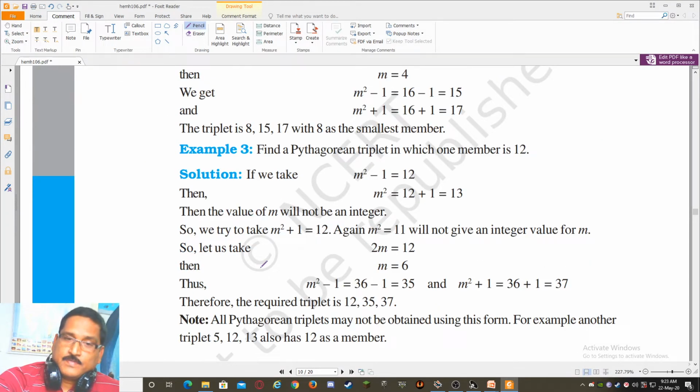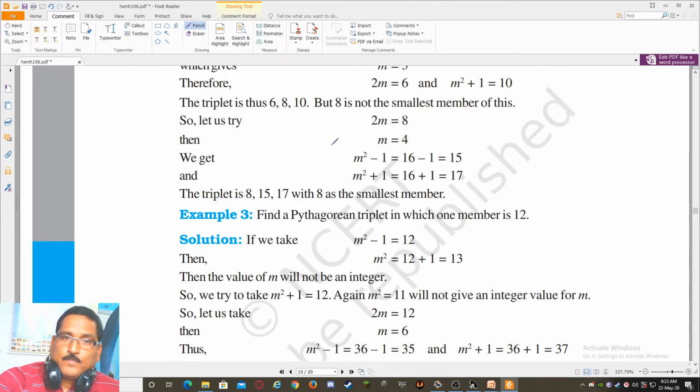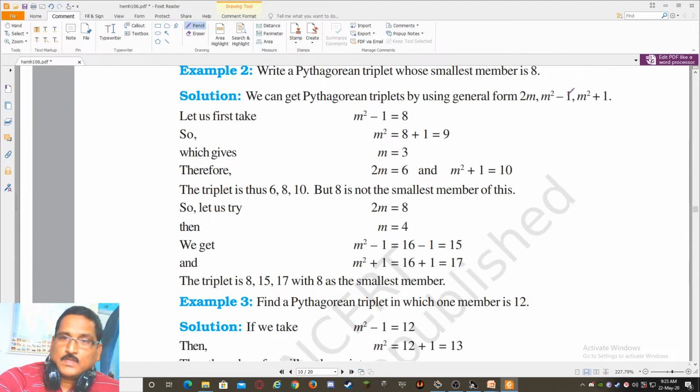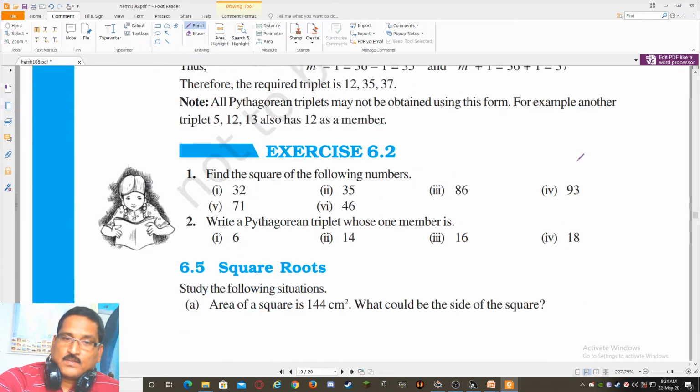Now the next exercise is Pythagoras triplet. I have already explained some of the members, whether it is given in the textbook or not. So m, 2m and m square plus 1. This is the expression: 2m, m square minus 1, m square plus 1. It is given in your textbook, but I have shown you in the Vedic method also, to find the Pythagoras triplet.